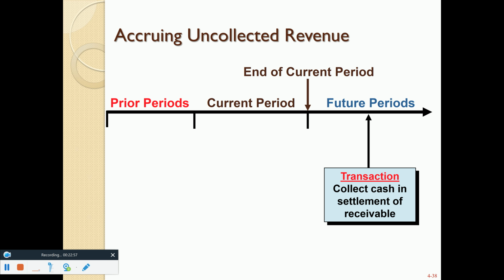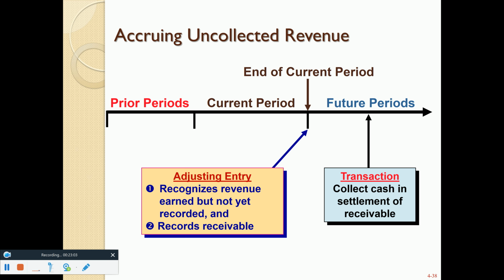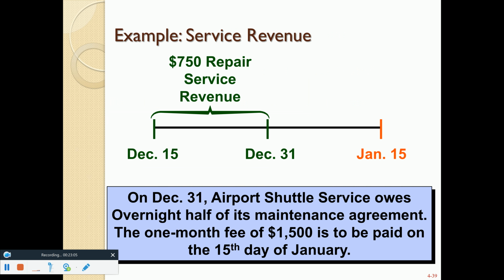Okay, and the last type of adjustment is called accruing uncollected revenue. All right, that is when we collect on a receivable. Let's take a look at this. On December 31, Airport Shuttle Service owes overnight half of its maintenance agreement.